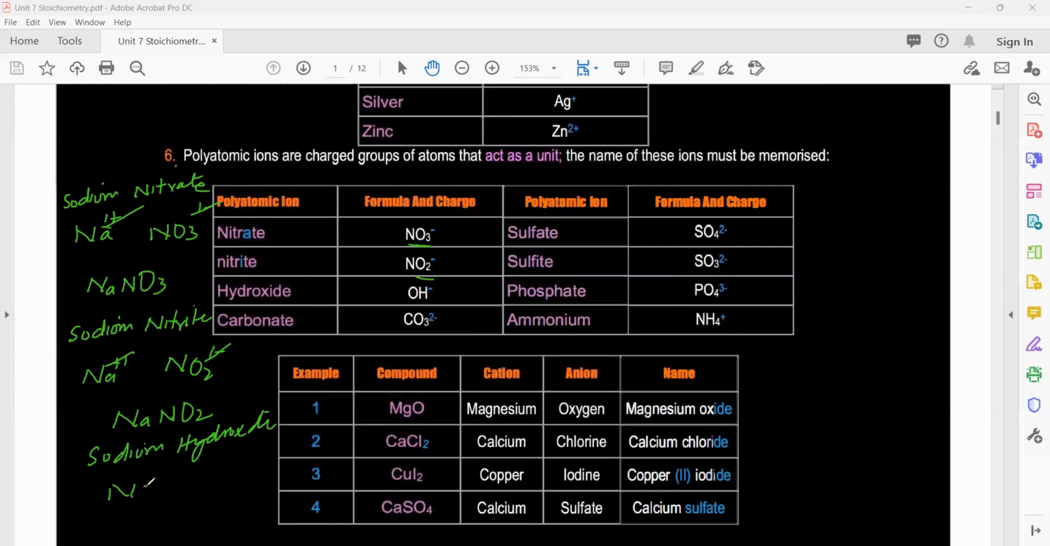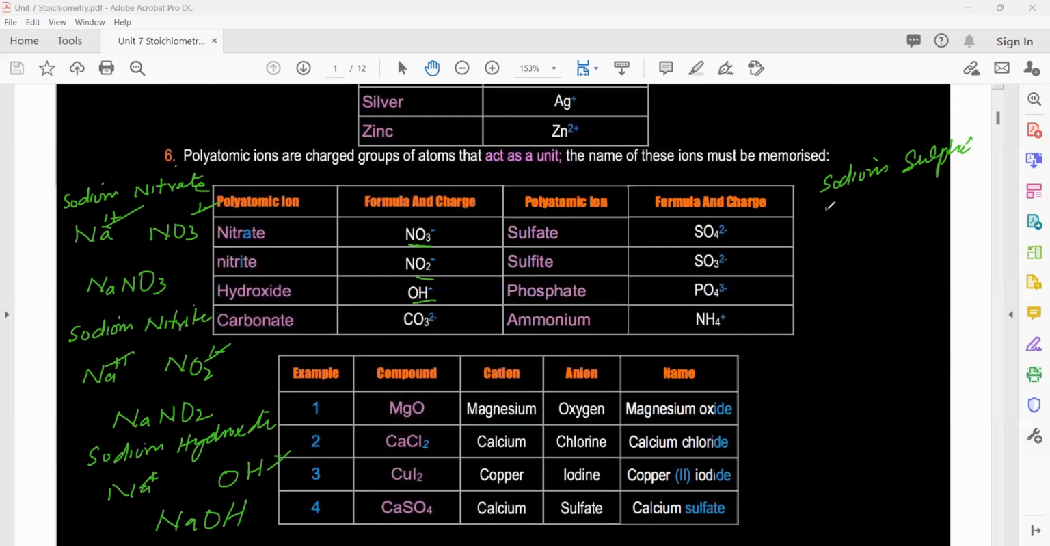So sodium is Na plus, hydroxide is what? OH minus. So plus and minus again cancel because 1 and 1. So the formula will be NaOH. If I want to say write the formula of sodium sulfate.